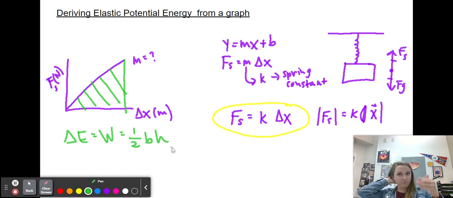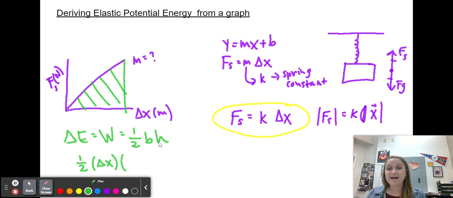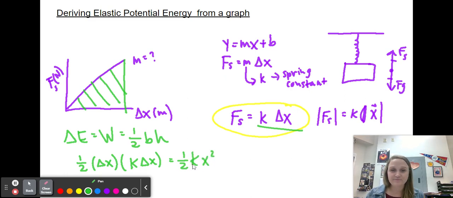So we're trying to come up with this equation. Now, 1/2, my base is delta x, and my height is force. But I'm going to use the spring force equation here because I know that's what my force would be: k delta x. When I rearrange this, you see there are 2 delta x's. We're going to get 1/2 k, and I'm going to just say x squared. This is my elastic potential energy equation right here. That's where it comes from.